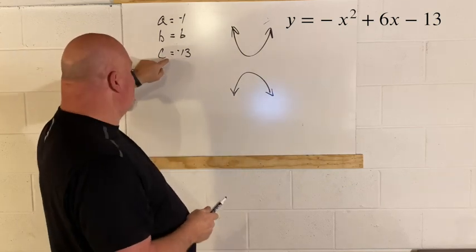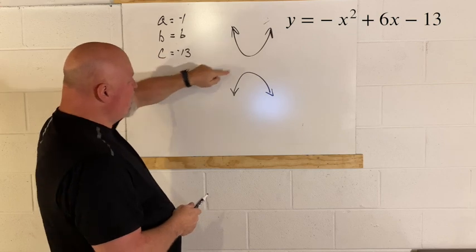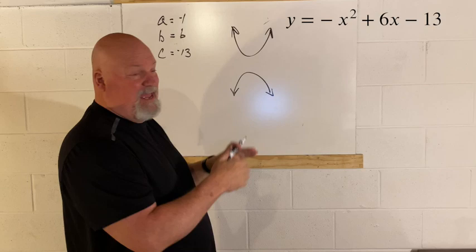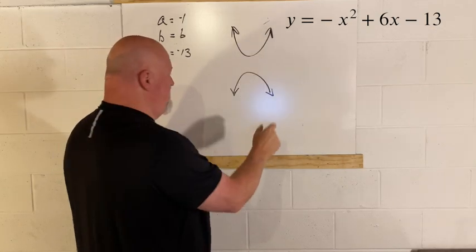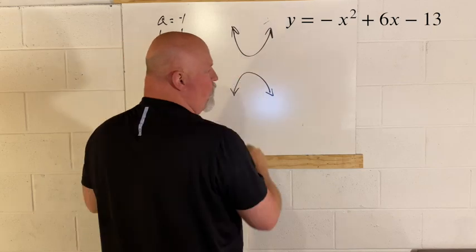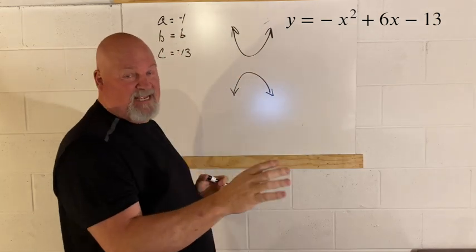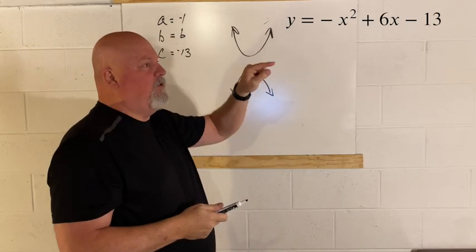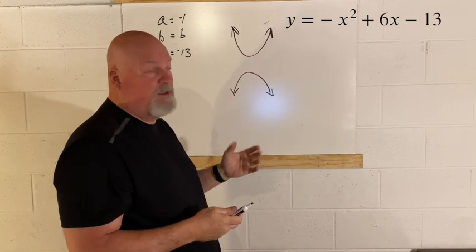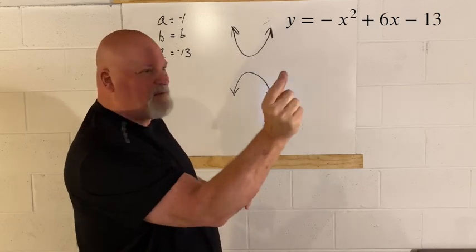Let's skip to c. C is where this parabola crosses the y-axis. It's the y-intercept. So if I were to graph this right here, it would cross the y-axis at negative 13. That's kind of important. If we're graphing it and it doesn't cross at negative 13, we've done something wrong. Okay, and then b makes the parabola move.